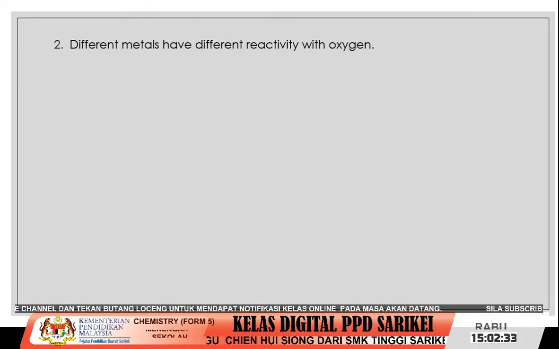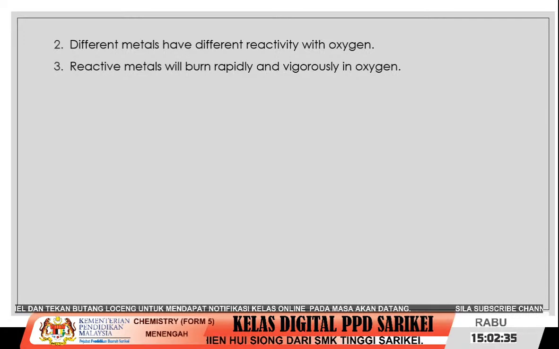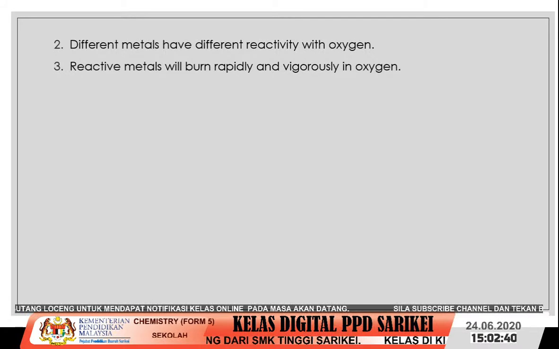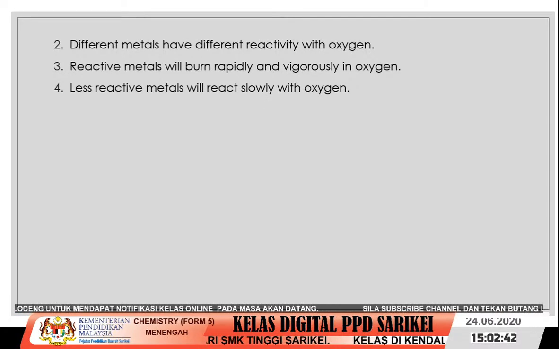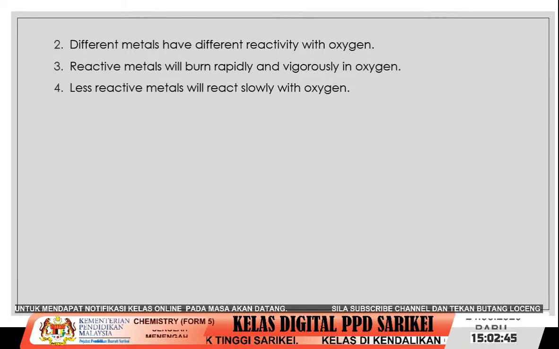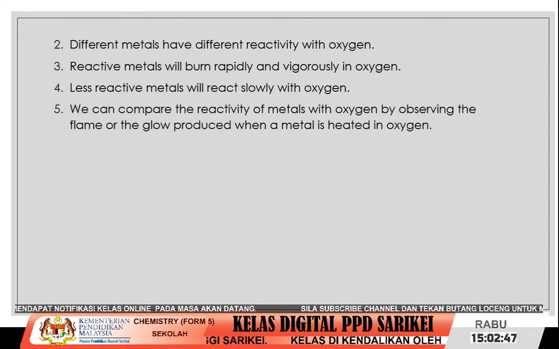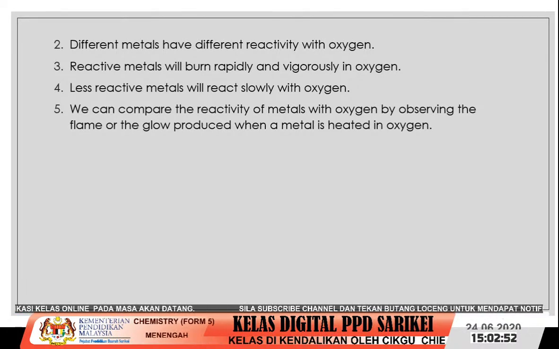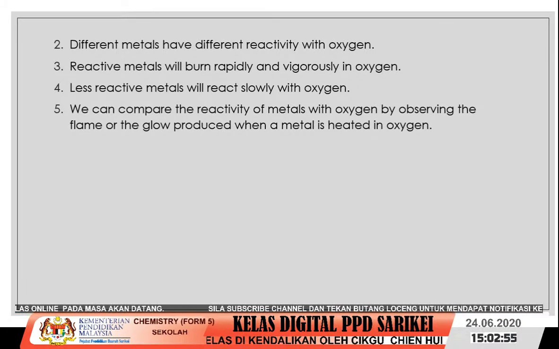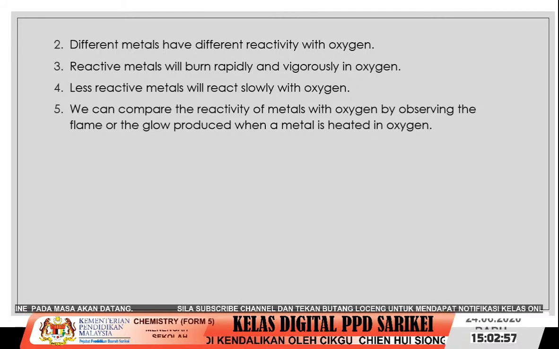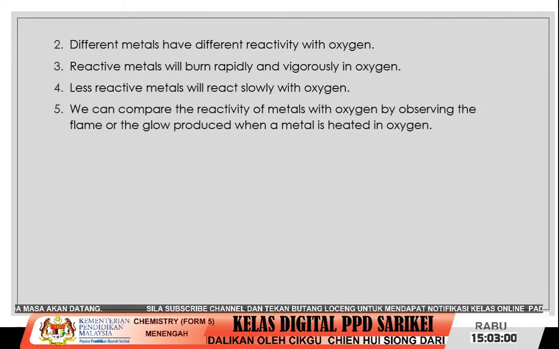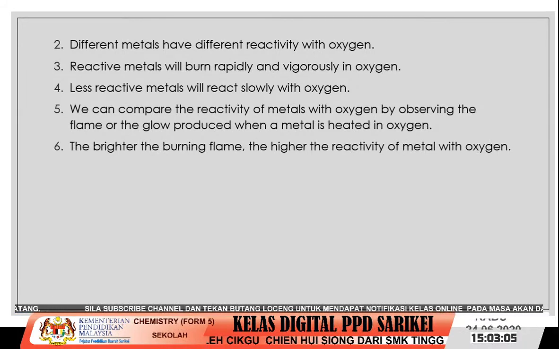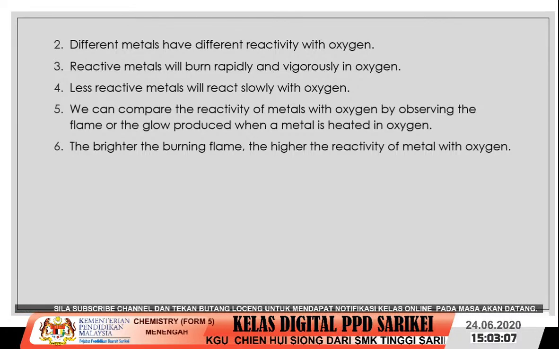Different metals have different reactivity with oxygen. Reactive metal will burn rapidly and vigorously in oxygen. A less reactive metal will react slowly with oxygen. We can compare the reactivity of metal with oxygen by observing the flame or the glow produced when the metal is heated in oxygen. The brighter the burning flame, the higher the reactivity of metal with oxygen.